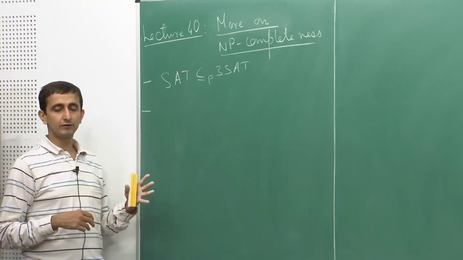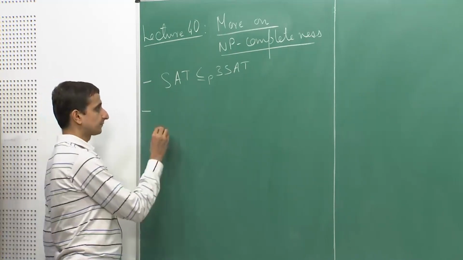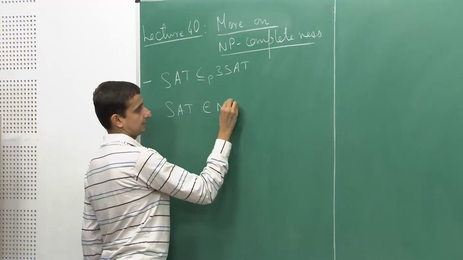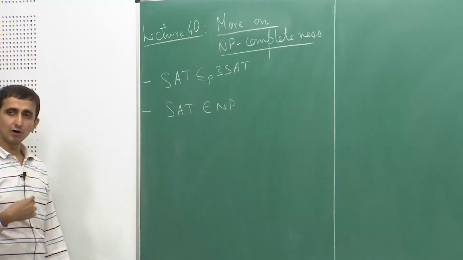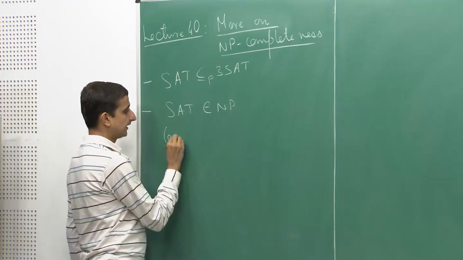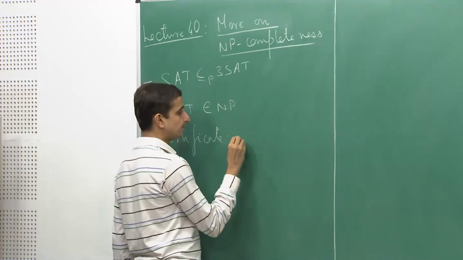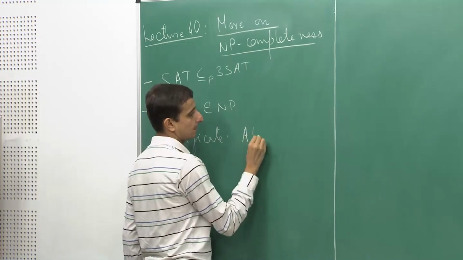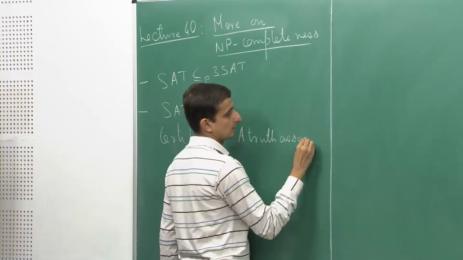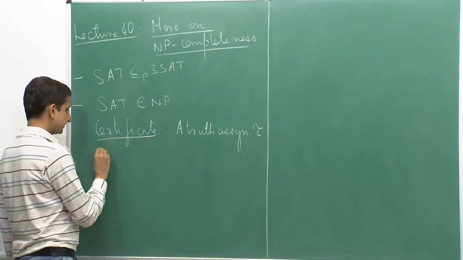Okay. But what about containment in NP? Okay. So, how do we show, for example, that SAT is in NP? Okay. So, SAT certainly belongs in NP, and if we want to give the certificate based definition, so the certificate is going to be a truth assignment tau. Okay.